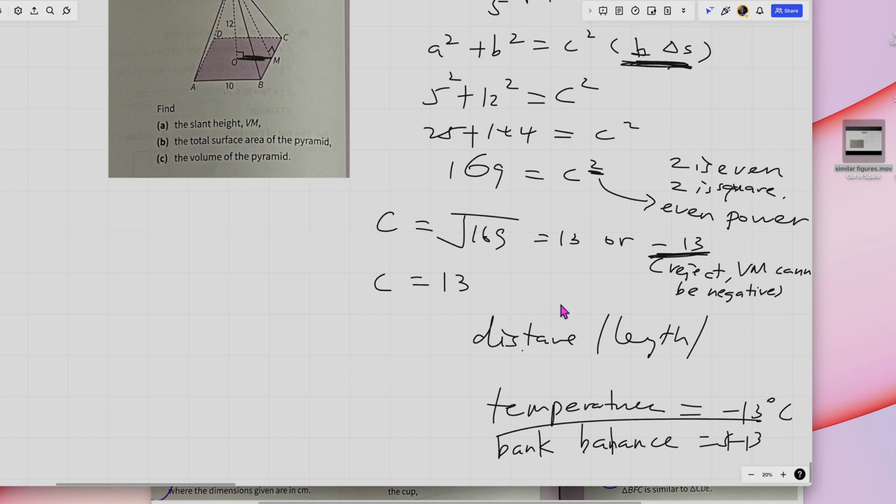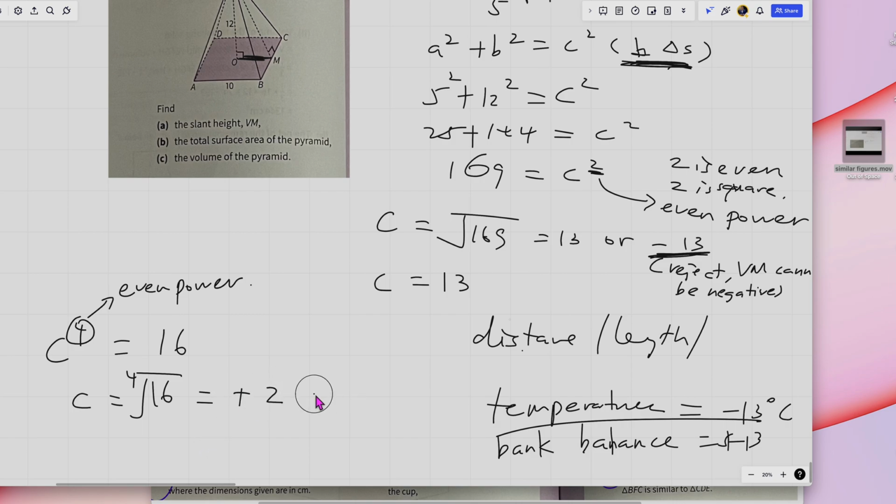But anyway, the point is if you have c to the power 4 equal to 16, for example, first thing first, you ask yourself, is this even power? Is 4 even? Yes, 4 is even, so this is an even power. Then you need to use the fourth root of 16. What's the answer? 2. Yep. So basically you will end up with a positive 2 answer or negative 2 answer.